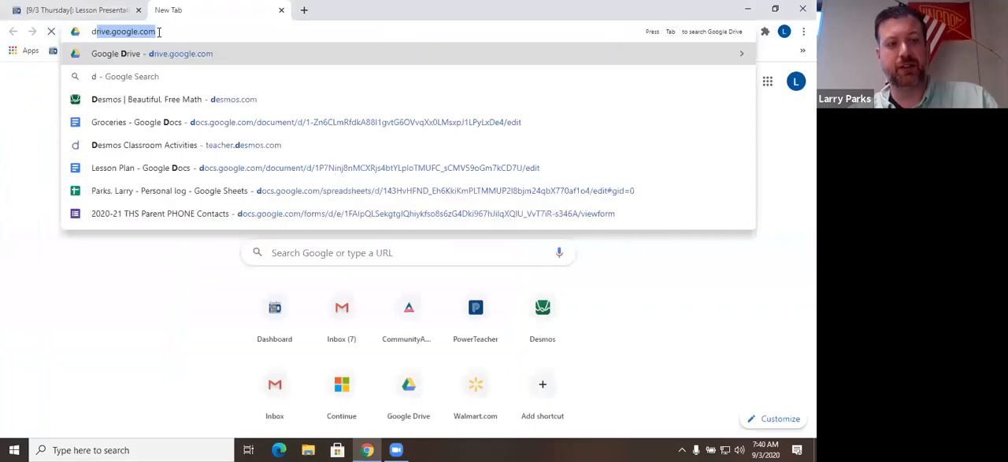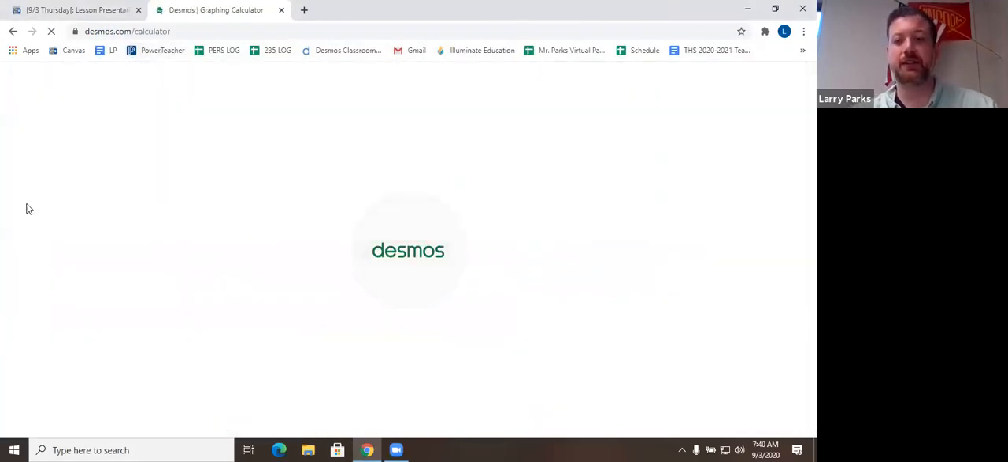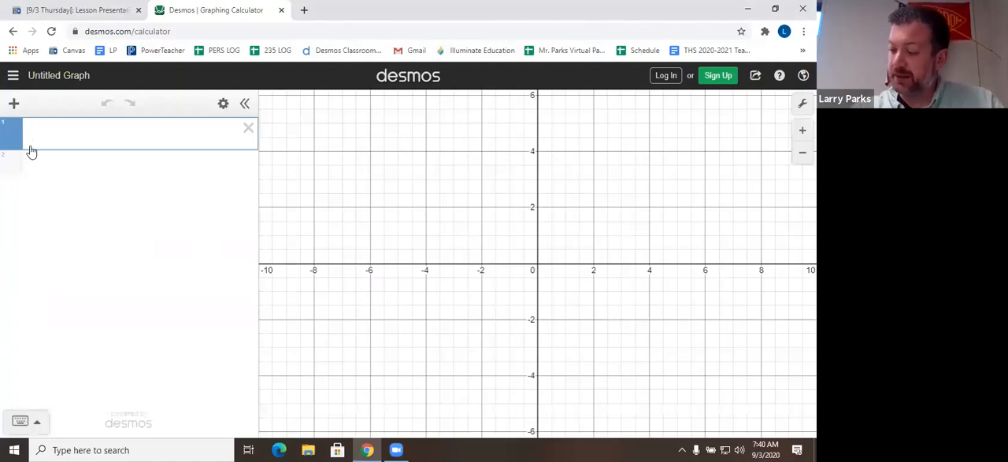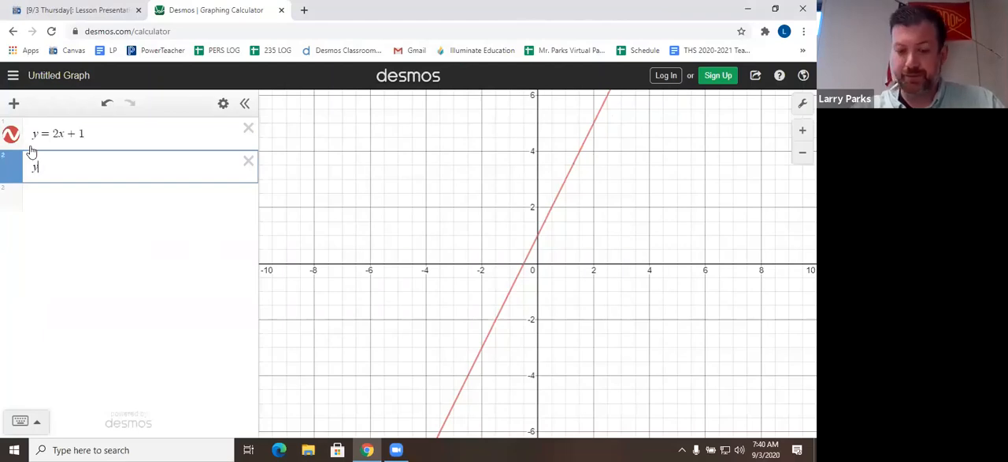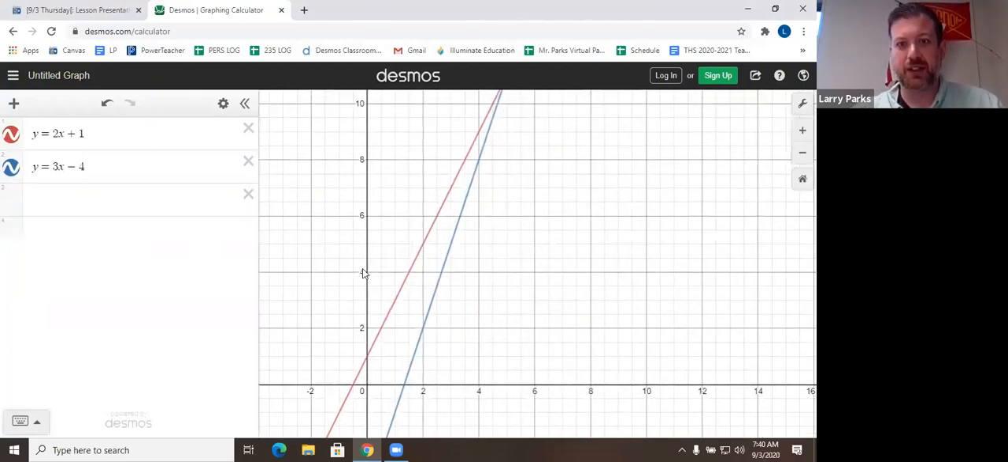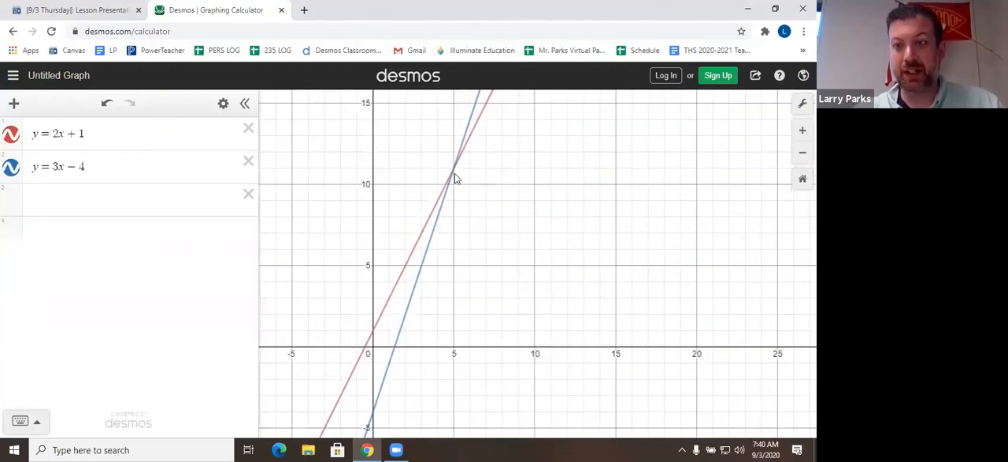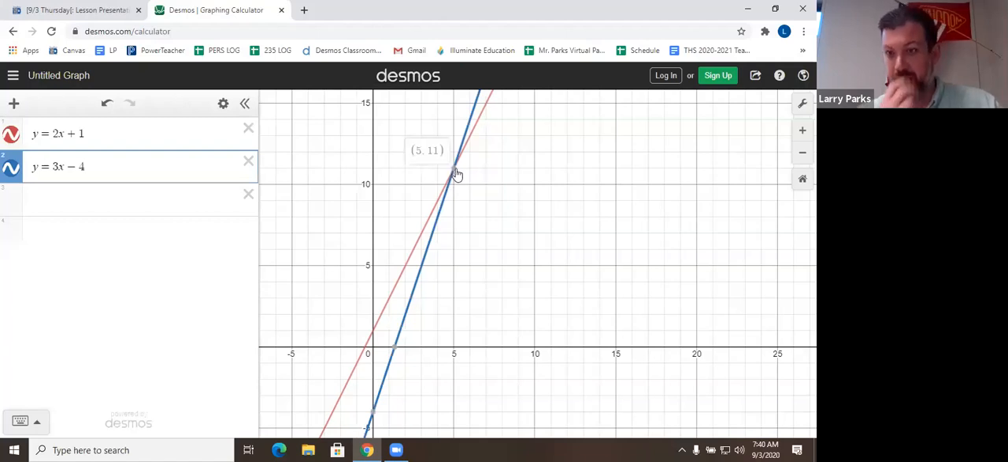Let's see where these things cross. I'm using the Desmos graphing calculator, and I'm going to type this in. It's more so for visual learners. Notice they cross, intersect, I should say, at (5, 11). And I think if I click here, I'm new to Desmos, it tells you the coordinate, so it intersects at (5, 11).